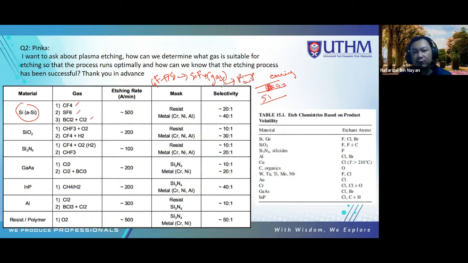Different gases will react with different materials. If you use CF4, this gas will react with silicon. If we use the combination of fluorine with oxygen and hydrogen, it will react with this element. For nitride, we have to use these gases. For gallium arsenide, you have to use a chlorine base. For indium phosphide, you have to use this gas. For aluminium, you have to use a chlorine-based gas. And for some resins or polymers, you have to use oxygen gas. So we can create oxygen plasma as well.